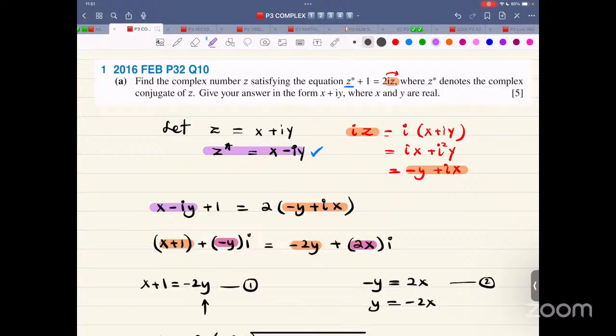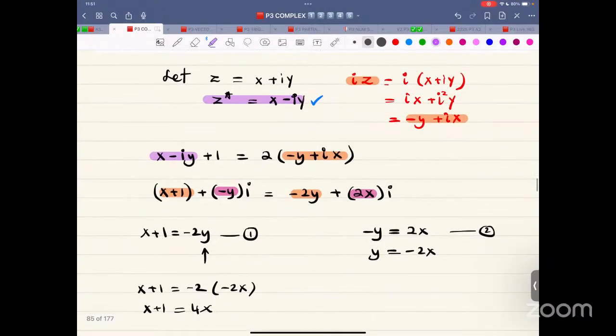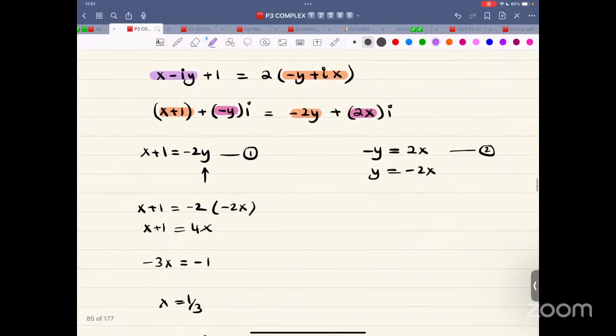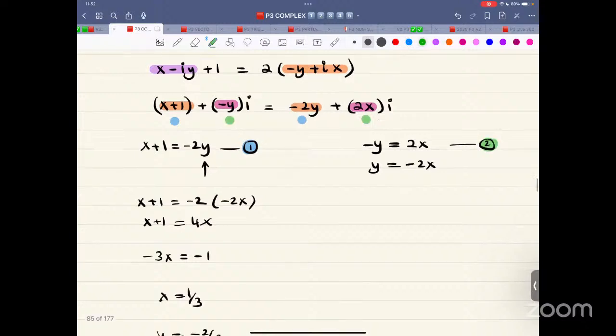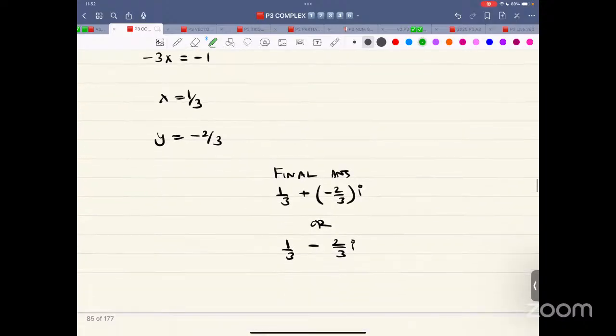Got the idea? So we are not using z in the original equation, we are using iz. And then the real part equals the real part, the imaginary part equals the imaginary part. Real equals real, that is equation number 1. Imaginary equals imaginary, that is equation number 2. You solve it simultaneously, you get the final answer.